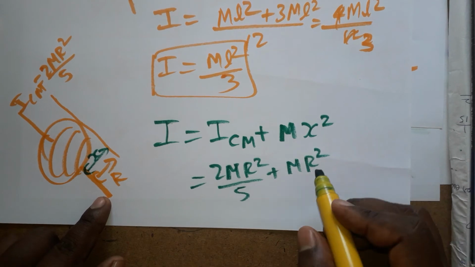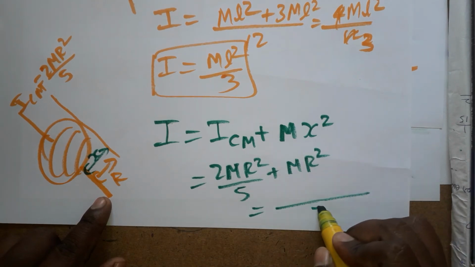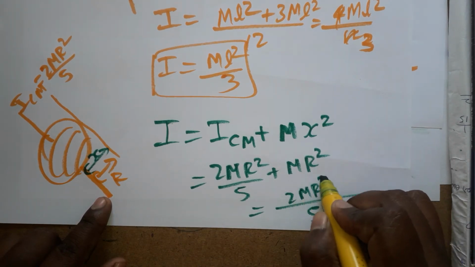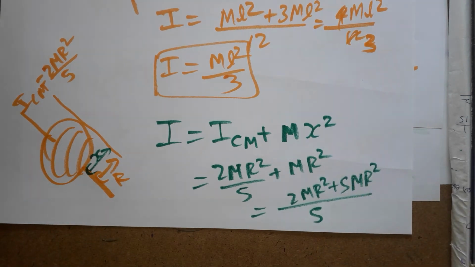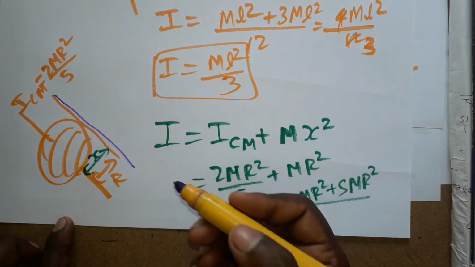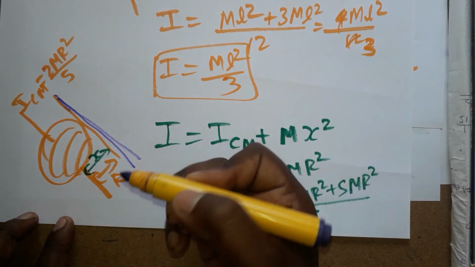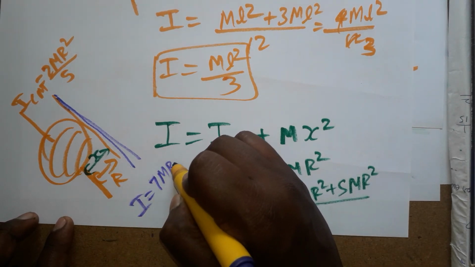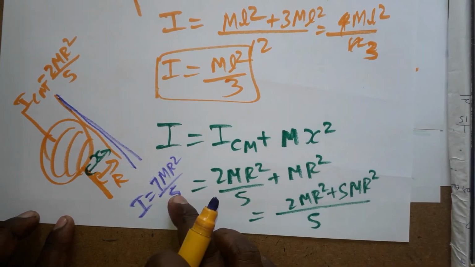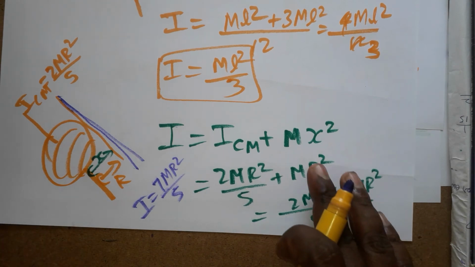So we take 5 as the LCM. It is 2 mr square plus 5 mr square, so we'll get 7 mr square divided by 5. The total inertia when the sphere is rotating about an axis at the edge of the sphere, it's a solid sphere, is 7 mr square divided by 5. 2 plus 5 is going to be 7.